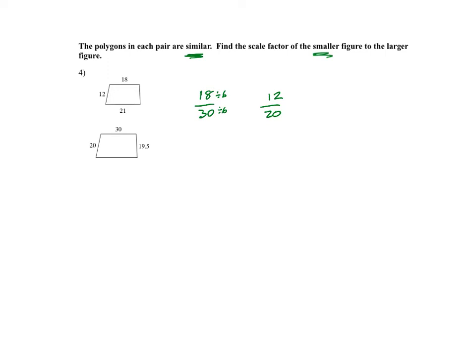In this case, I'm simplifying by 6. So this is 3 over 5. And in this case, I'm simplifying by 4. So this is 3 over 5. So my scale factor on this one from the smaller to the larger is 3/5, right? If I was asking from the larger to the smaller, then I just flip that scale factor.